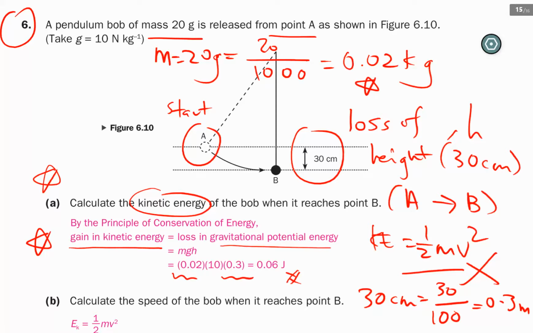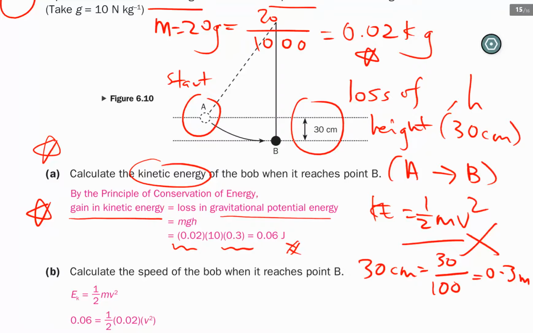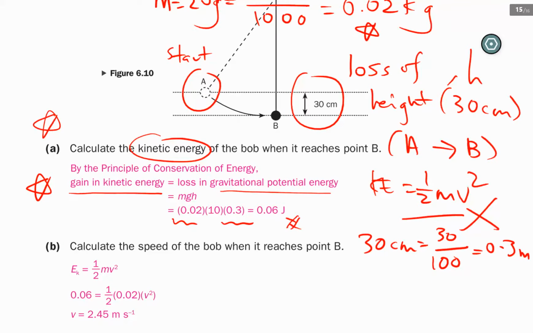Okay, let us now move on to part B. Calculate the speed of the bulb when it reaches point B. So when it reaches point B, it means it has converted all to KE. So now you use the formula for KE, which is half mv squared. So in order to find the unknown speed v, you have to input your KE that you got from part A. So your part A answer for KE is 0.06. So you just put this in, 0.06, and you apply the formula half m, and remember to use the correct unit for mass, which is 0.02 kg, and your unknown speed v squared.